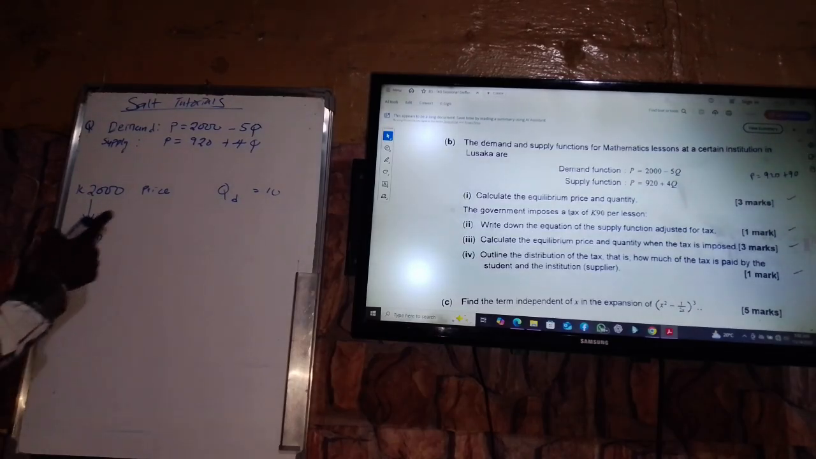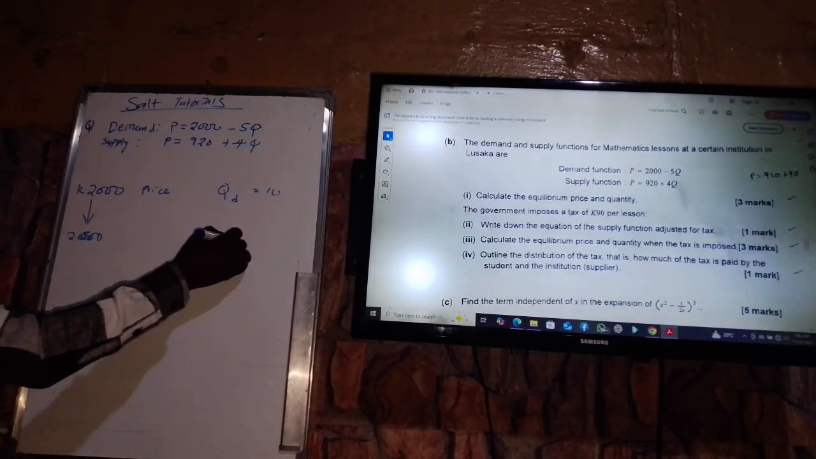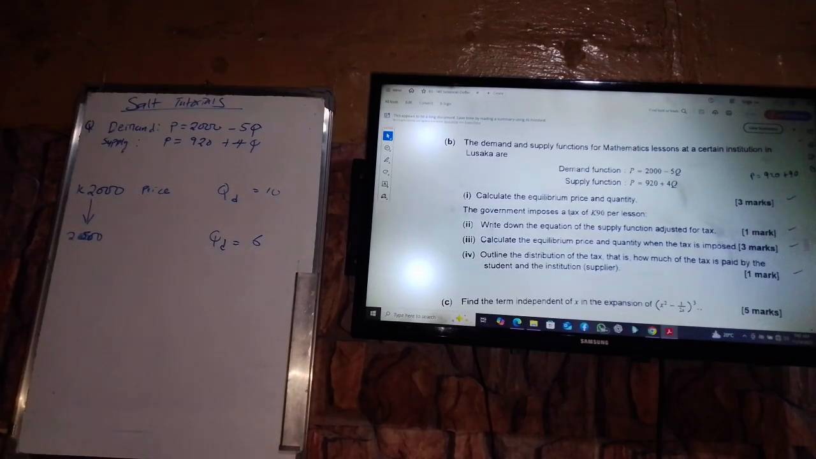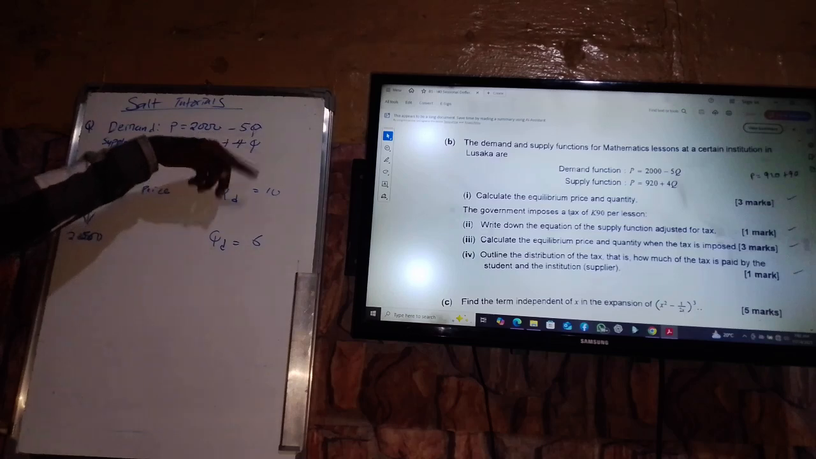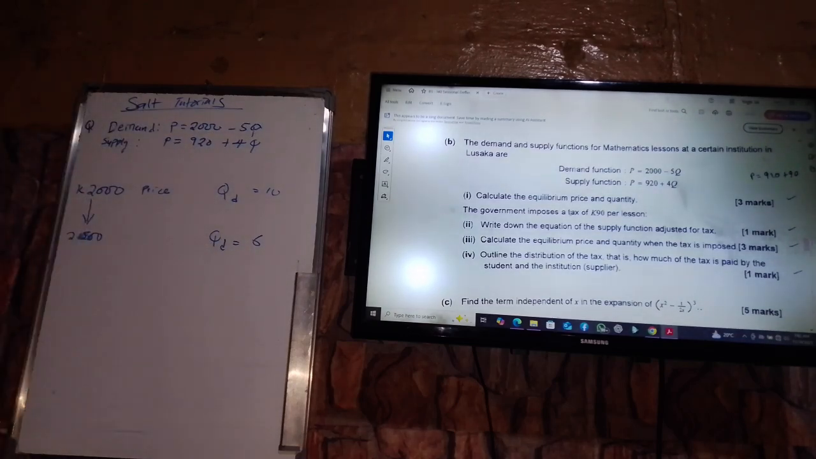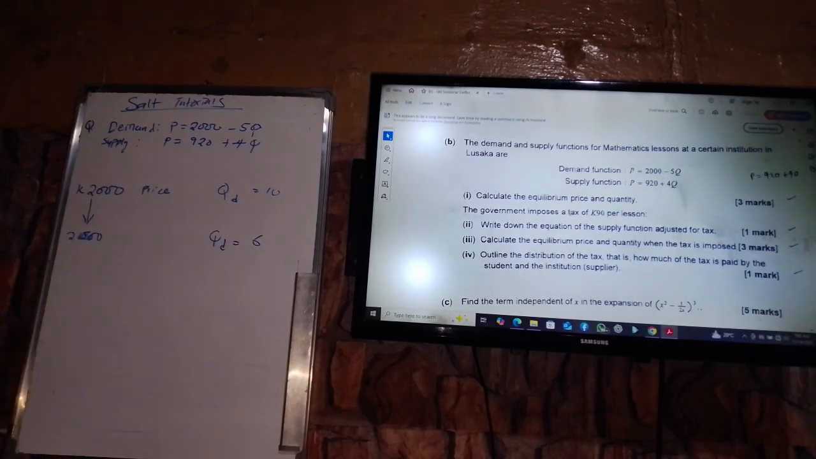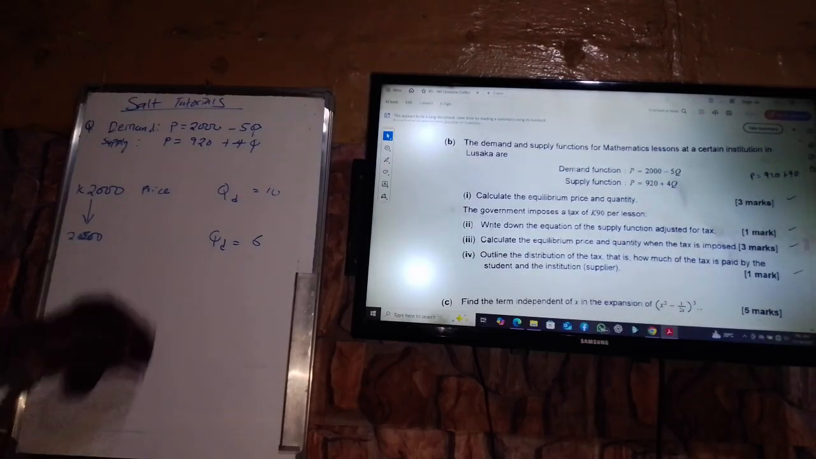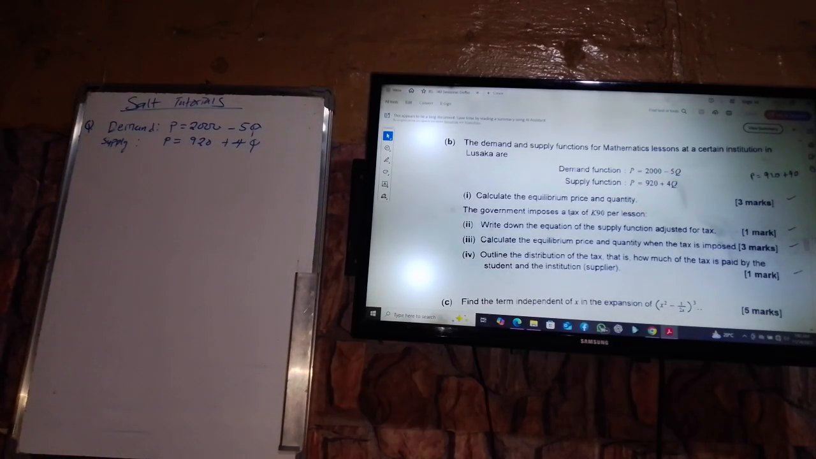Obviously not everyone can afford 2500. You'll discover that the people who come for 2500 do decrease. Maybe at this particular time we can have 6 people coming for this phone when it is at 2500. That is why we're simply saying the demand function is negatively related. As price increases, quantity decreases. As quantity decreases, price increases. In that manner, they are negatively related, unlike the supply, which is positively related. When the price increases, even the quantity of supply tends to increase. So this is what the question is talking about, the demand and the supply on the market.